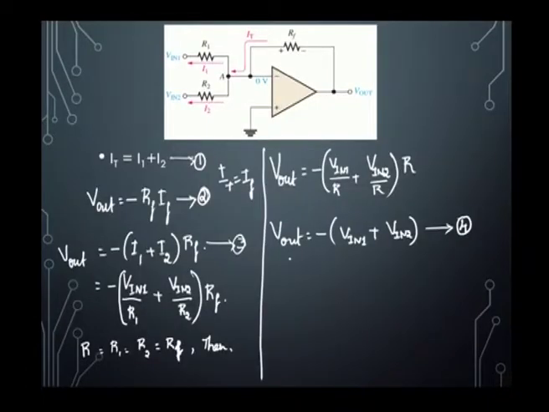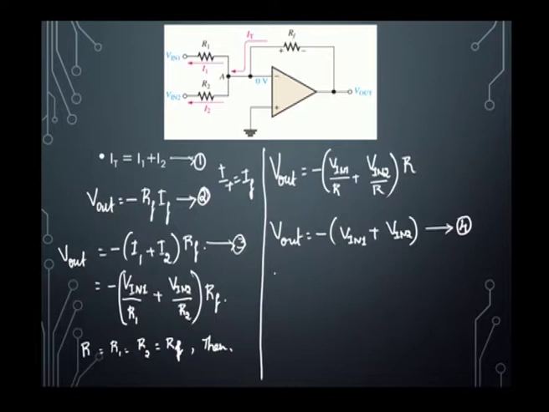So, we can observe from the derivation that the output will be the negative of the sum of the 2 inputs, that is Vin1 and Vin2. So, this will be an inversion of the output; the magnitude will be the same as the sum of the inputs, but with a negative sign because we are giving the input to the inverting terminal.